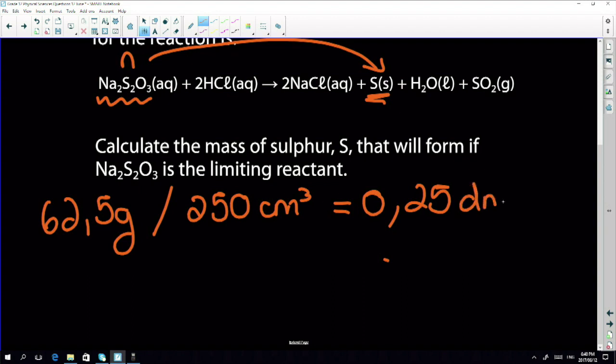Okay, now how do I remember that? Because this is quite an easy one. 1 centimeter cubed is 1 milliliter. 1 decimeter cubed is 1 liter. Easy, easy. And you hopefully know there's 1,000 milliliters in a liter.